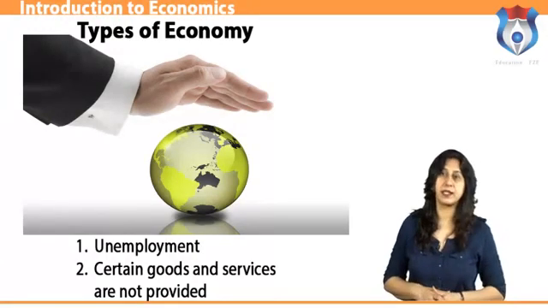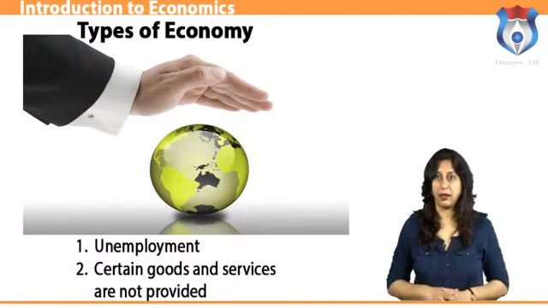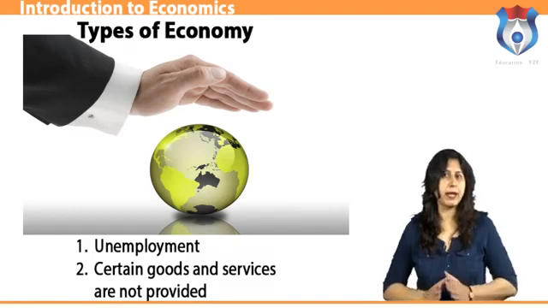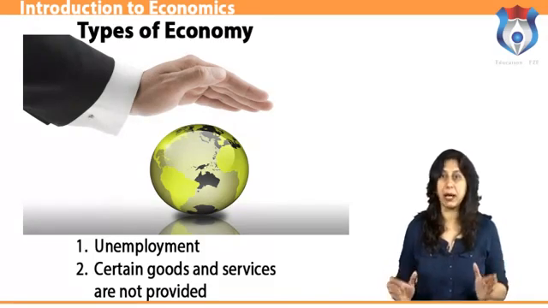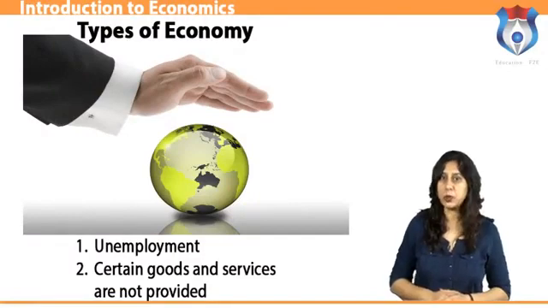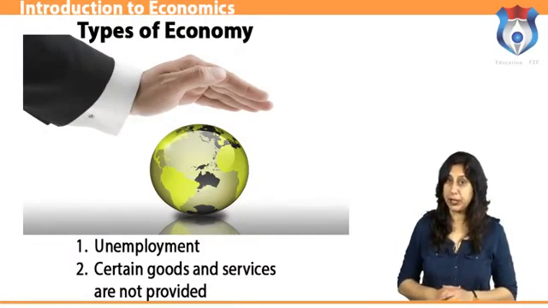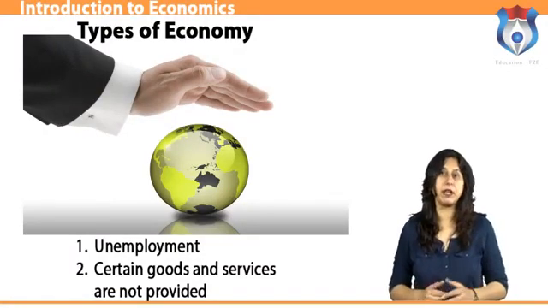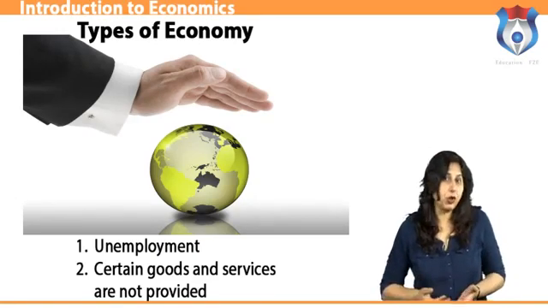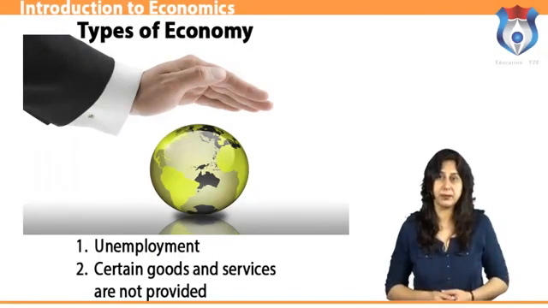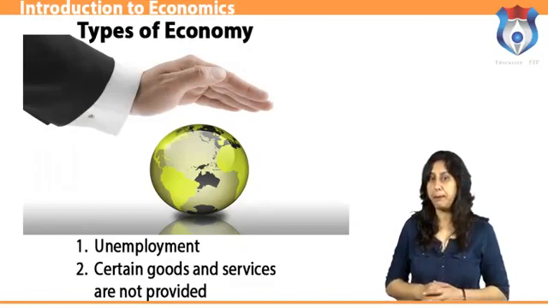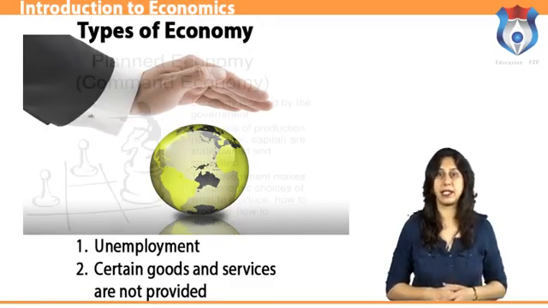Certain goods and services may not be provided. There may be certain goods which might not be provided for by the market economy. Those which people might want to use but do not want to pay for may not be available because the firms may not find it profitable to produce. For example, public goods such as street lighting.